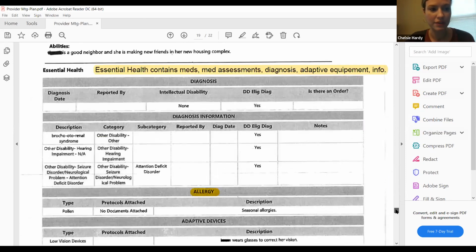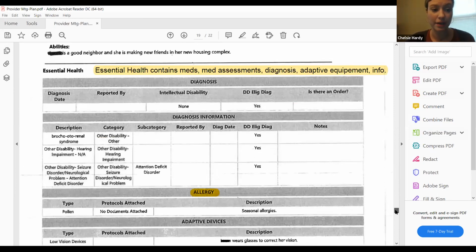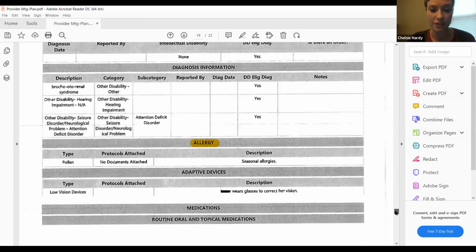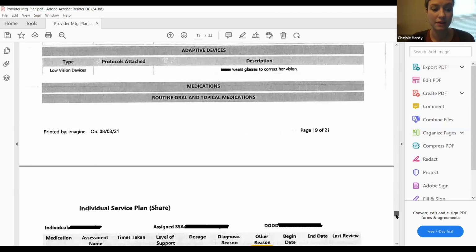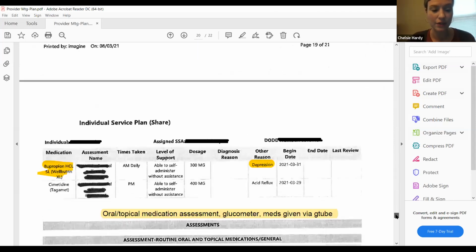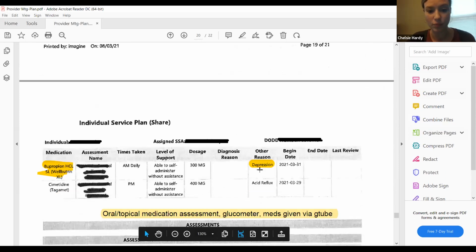Typically the essential health is found towards the back. And that would be where all of their diagnosis should be found here. Any allergies, reactions to those allergies, adaptive equipment, and then the medications that the individuals take. And those medications should line up with the diagnoses that they have.